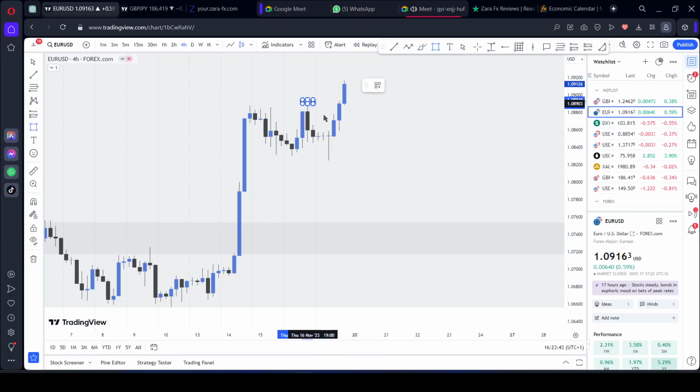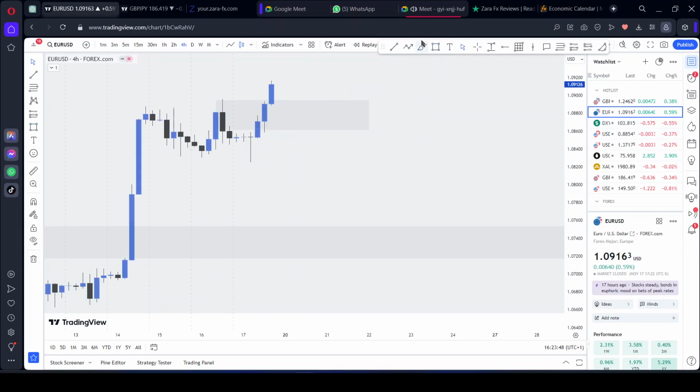So this is what I'll be envisaging on Monday. I'm going to mark up this mitigation block here and I'll be waiting for price to come and retest that zone. So if I see a retest and a buy signal, I'll be willing to take a buy to the upside.